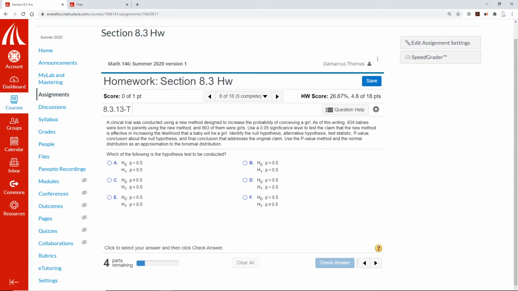So now I'm going to search for a harder one. I don't think this one's too hard. Let's see. A clinical trial was conducted using a new method designed to increase the probability of conceiving a girl. 934 babies were born to parents using the method, and 863 of them were girls. Use a 0.05 significance level to test the claim that the new method is effective in increasing the number of girls. So that means the alternative is greater than 50%. And then the sample proportion would be 863 out of the total 934 babies. And this is very, very significant. I mean, clearly it's going to work out.